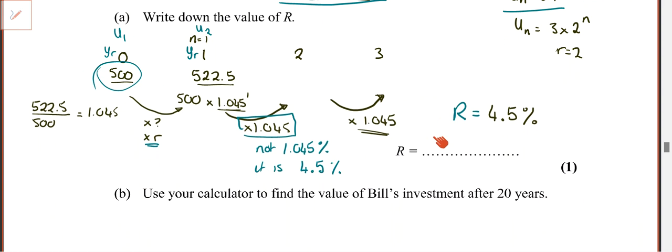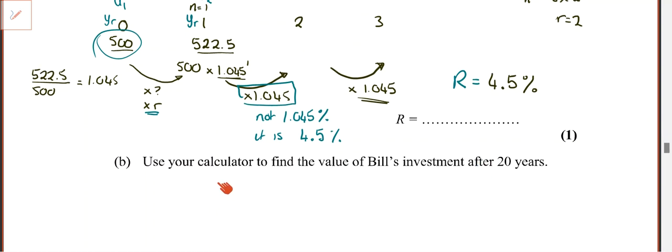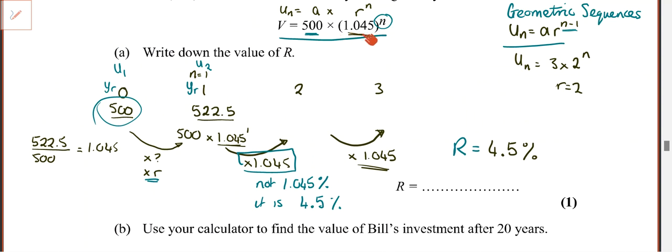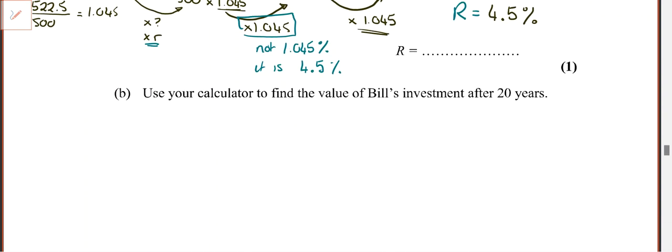Hopefully, you can now apply everything we've just done. How much is Bill's investment after 20 years? Exactly the same as we've been doing before. It's not even backwards, this one. We've got a formula. So I would write down my formula.